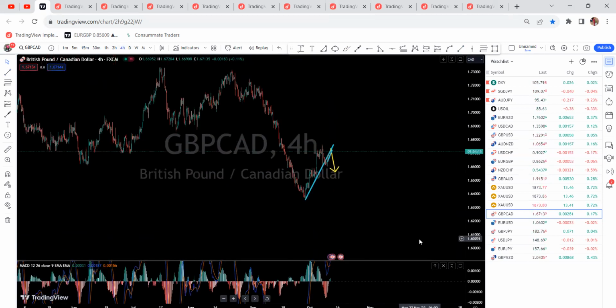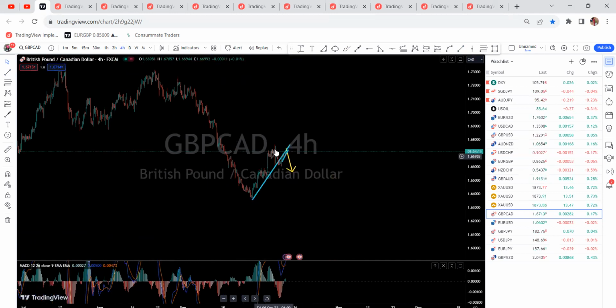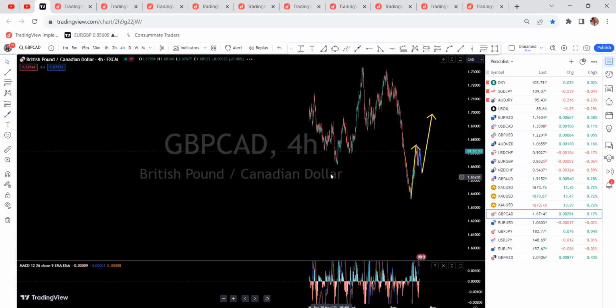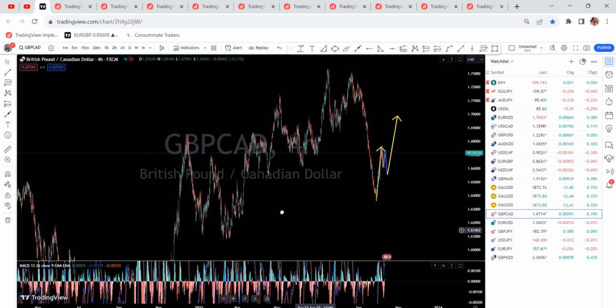So obviously, I might be correct, but this first impulse, corrective structure, another up. Let me draw it like this. First impulse, corrective structure, hopefully should come. After that, another impulse. That is my expectation on GBP card.